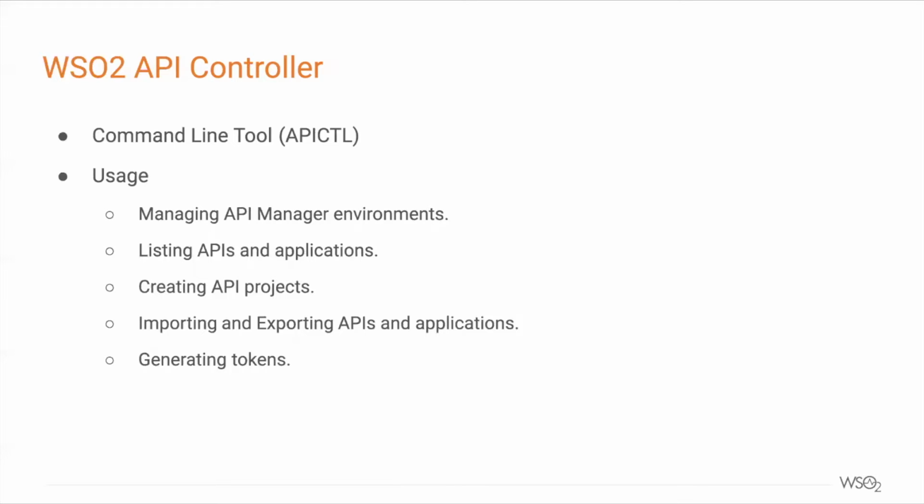The usage of the WSO2 API controller is as follows. It can be used to manage separate environments such as production, QA, and development, and also can list APIs and applications, create projects, import and export those APIs and applications to different environments, and also finally can generate access tokens to invoke those APIs.